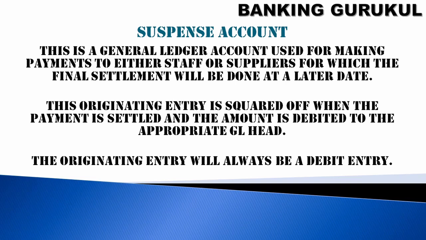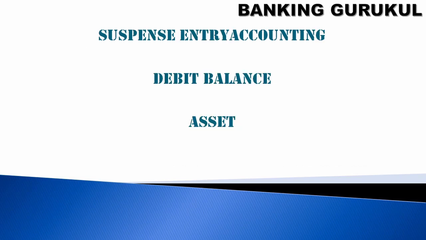Once we receive the final bill at a later stage, it may be after 1 month or 2 months, then the appropriate general ledger, meaning the expenditure, will be debited and this suspense entry will be nullified. Always this entry will be a debit balance only. As we already discussed, the suspense account will always be a debit balance and will be shown on the asset side.